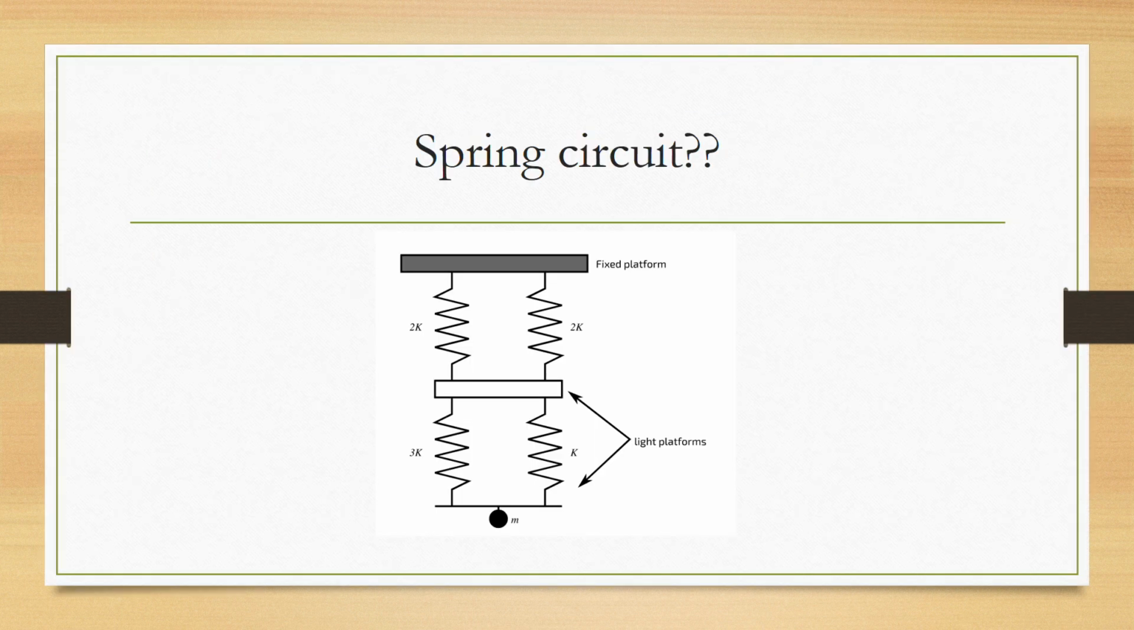And what is a spring circuit? This picture shows what it is. First, we have a fixed platform connected to two springs, and then these two springs are connected to a light platform. The light platform connects to two springs at its bottom, and finally, the two springs at the bottom are connected to a mass. This kind of spring circuit can simulate some waveforms.